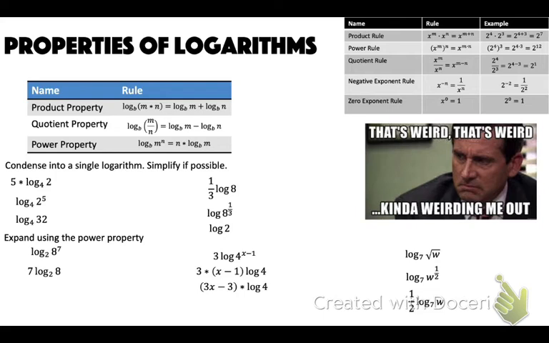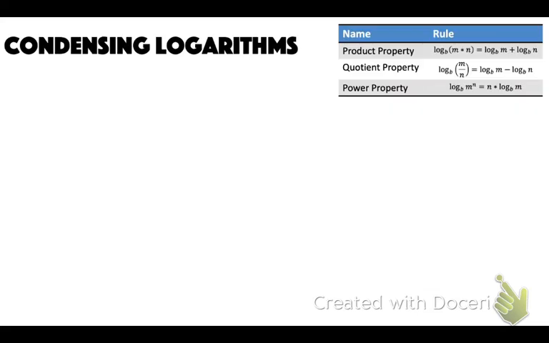Okay, so those are the 3 properties: product, quotient, and power. So multiplication goes with addition, division goes with subtraction, and power becomes multiplication. So let's do some examples of condensing and expanding these. This first one, we want to rewrite this as a single logarithm.